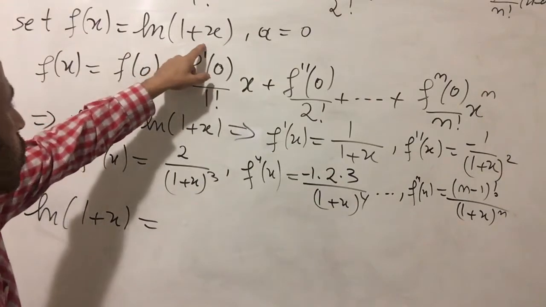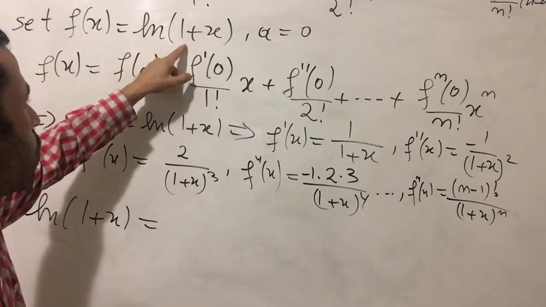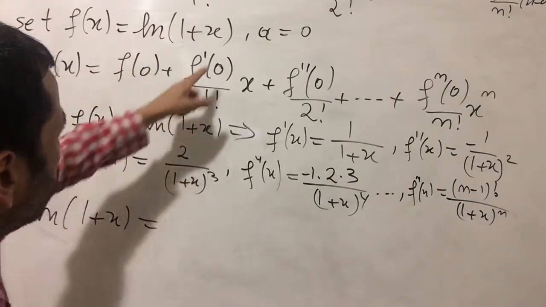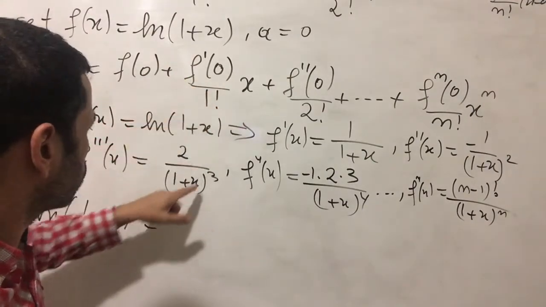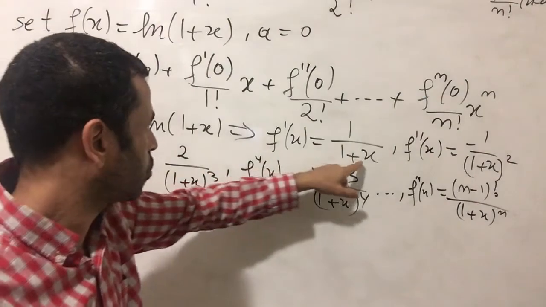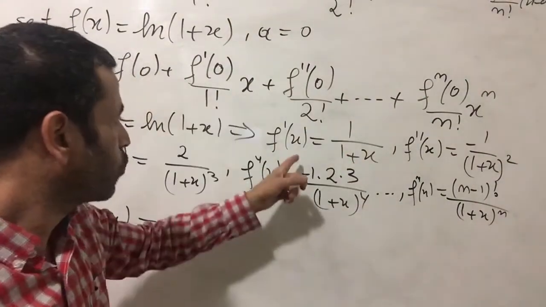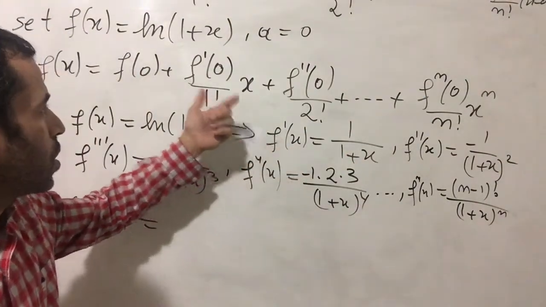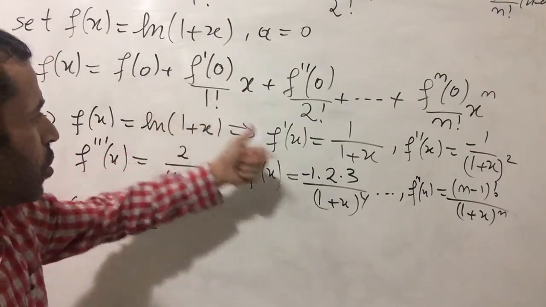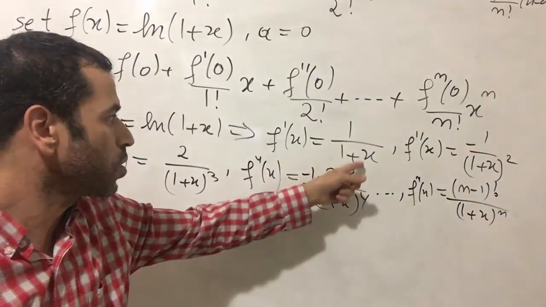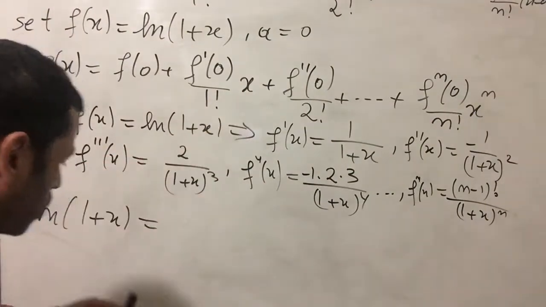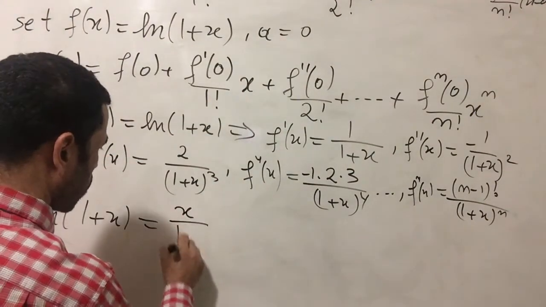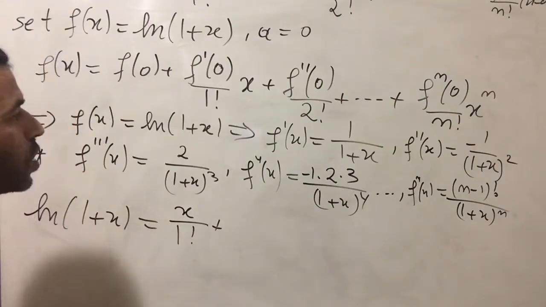Now I will have natural log of 1 plus x equal to, so f of 0: if you plug the number 0 into here, it gives you natural log of 1, which is 0. Moving on to the next term, f prime of 0: if you plug number 0 into the first derivative function, you will have 1 over 1 plus 0, which is 1. 1 multiplied by x gives you x over 1 factorial. Let's move on to the next term.